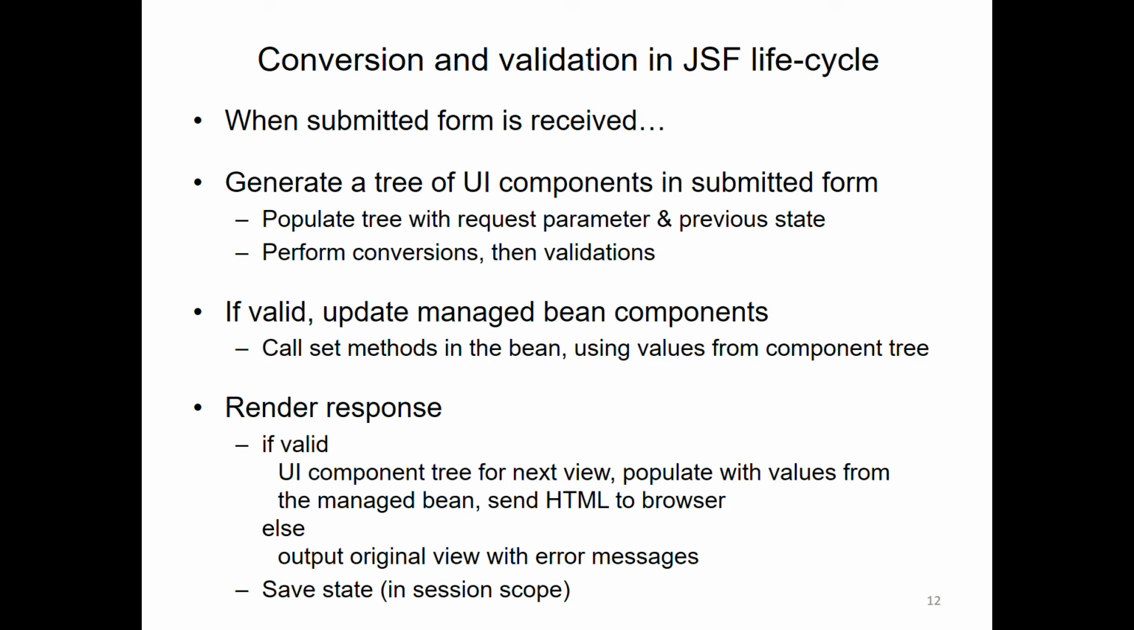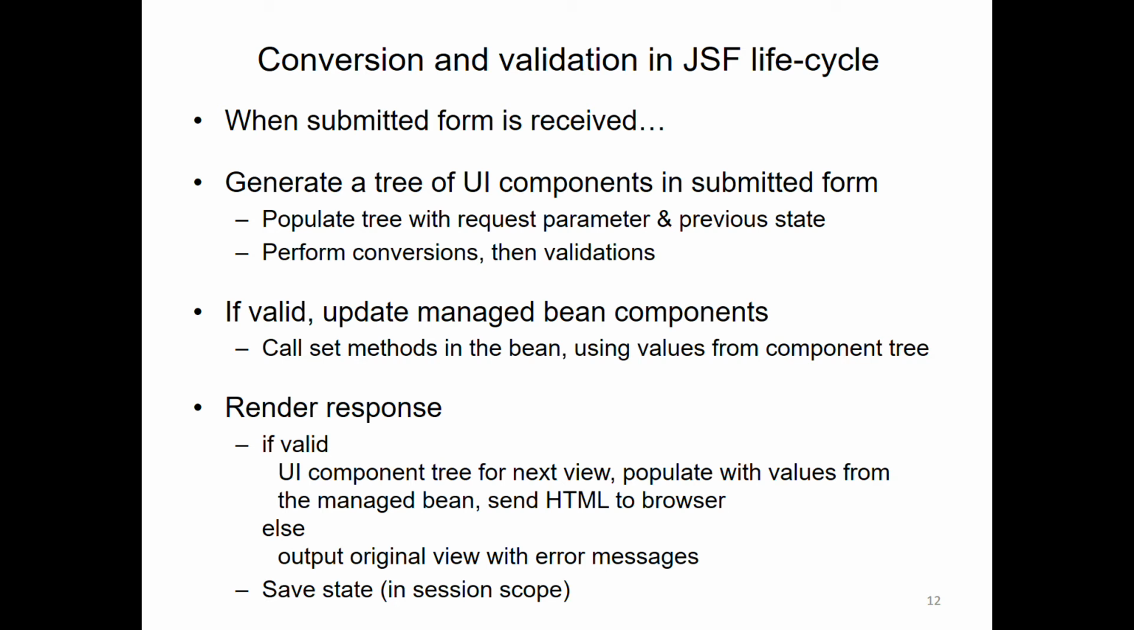So the control servlet examines the view that has just been submitted. We'll build a component tree to represent that structure and then use the request data to populate the various components within that tree. Then, and this is the important bit, it will perform conversions, and if all the conversions work fine, it will then perform validations. Then if everything is valid, the managed beans, the backing beans, will be updated with the values that are in the component tree, because now we know that those values have been converted to the correct types and contain valid values, and therefore it's safe to put them into the managed beans.